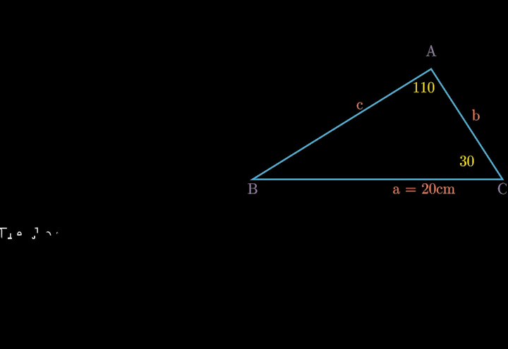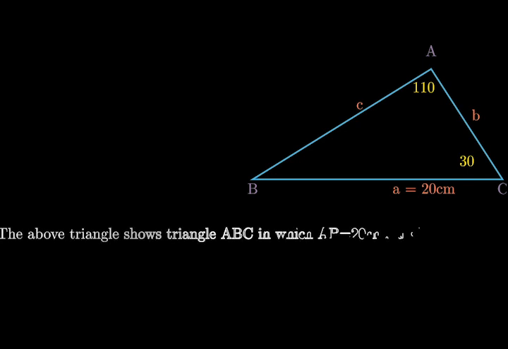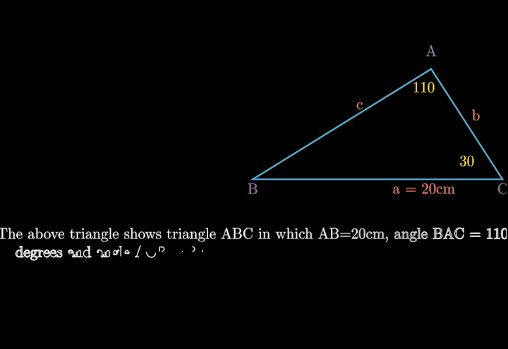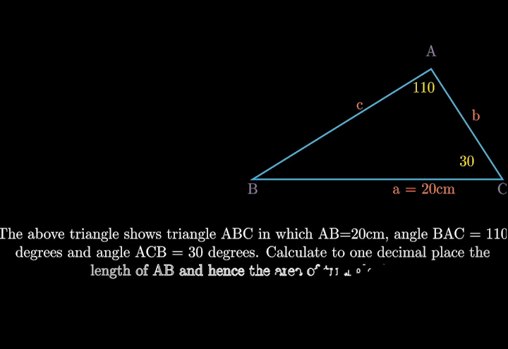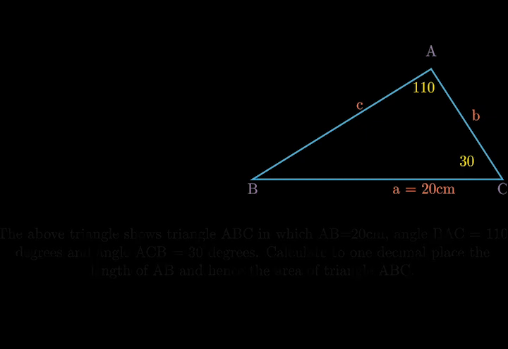So the question reads as follows. The above triangle shows triangle ABC in which AB is equivalent to 20 centimeters, angle BAC is equals to 100 degrees, and angle ACB is equals to 30 degrees. Calculate to one decimal place the length of AB and hence the area of triangle ABC.